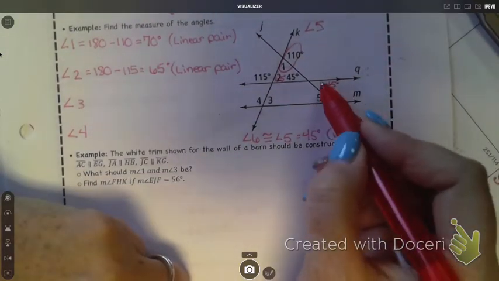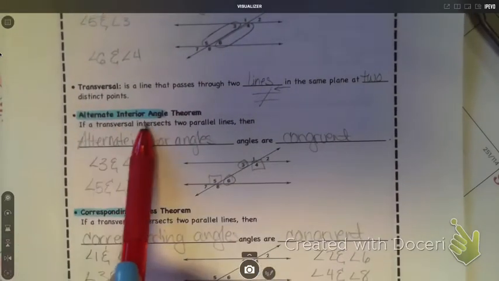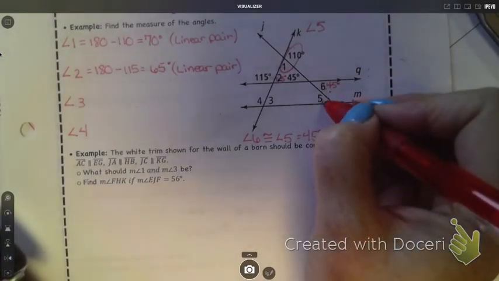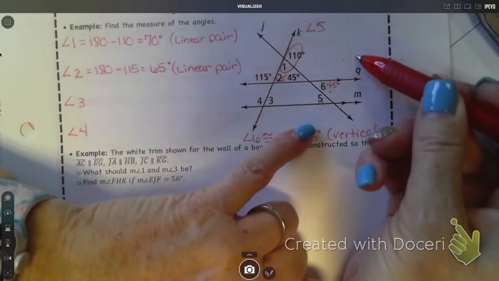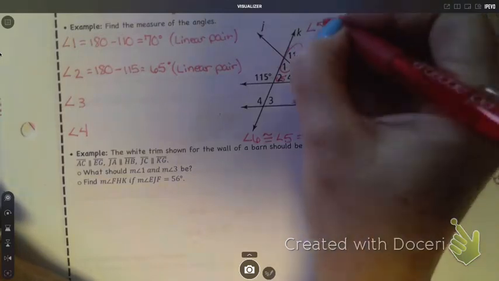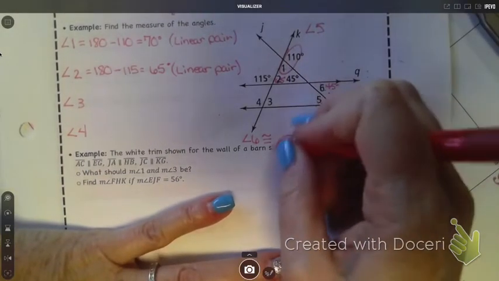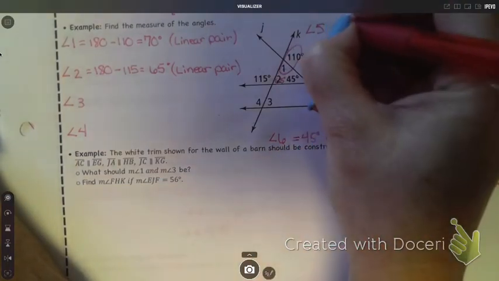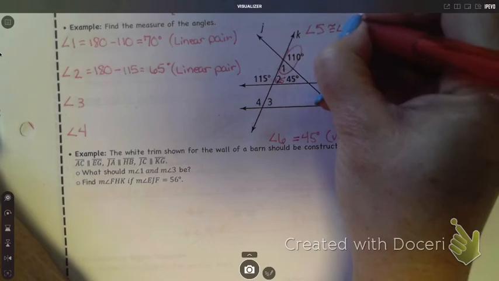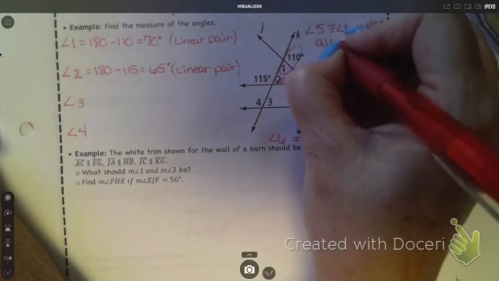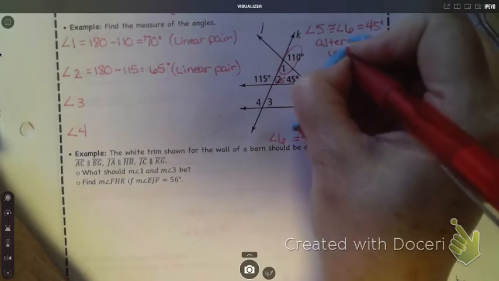What do I know about 6 and 5? Look at your names, guys. You have vertical, supplementary, same side interior, alternate interior. 5 and 6 are alternate interior. Did you say interior? Exterior would be outside the parallel lines. I meant interior. Okay, so they're alternate interior, so what does that make them? They're congruent. Oh, that 5 shouldn't have been there. This should just be angle 6 equals 45. Angle 5 is congruent to angle 6, which is 45, because they are alternate interior angles, right?